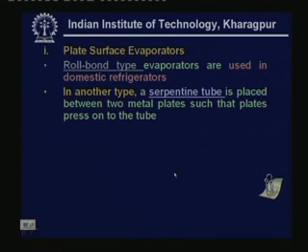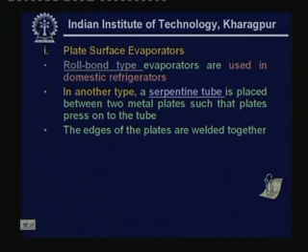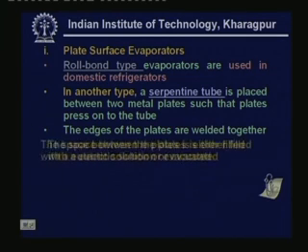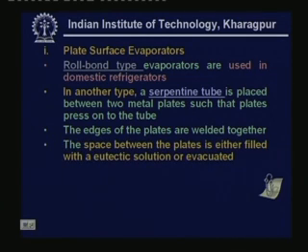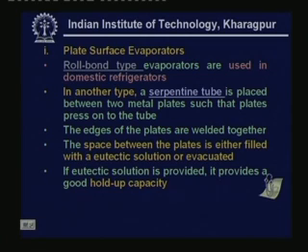There is another type of plate surface evaporator. In this type, a serpentine tube is placed between two metal plates such that the plates press onto the tube. Let me just describe it first. The edges of the plates are welded together. The space between the plates is either filled with a eutectic solution or evacuated. If eutectic solution is provided, it provides a good hold up capacity. And these kind of evaporators are widely used in refrigerated trucks.